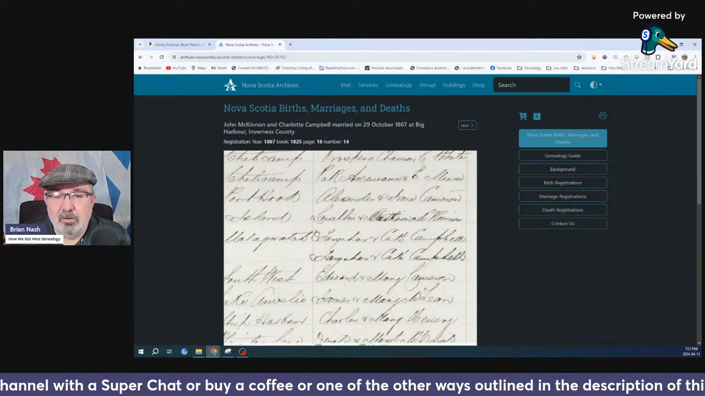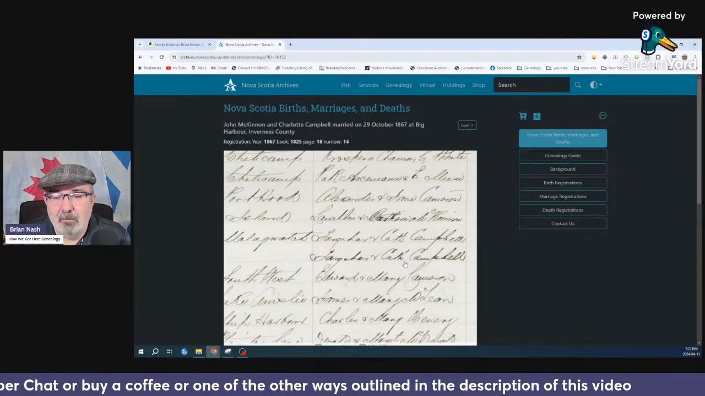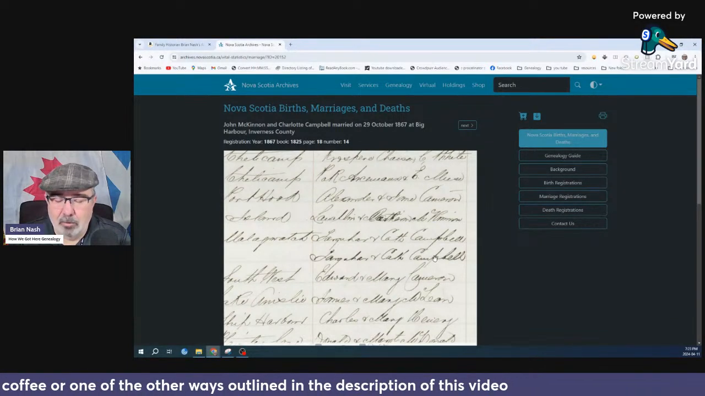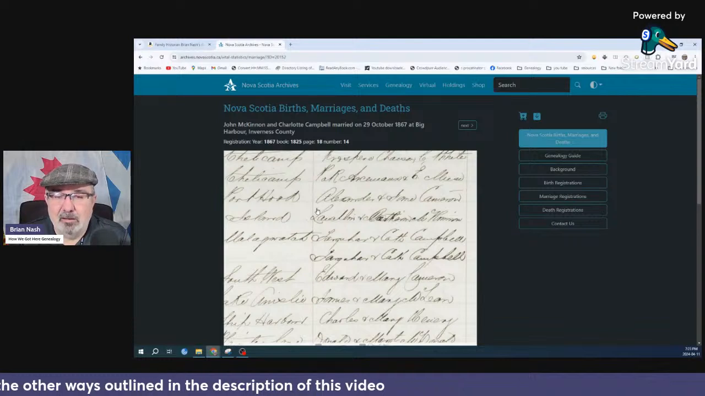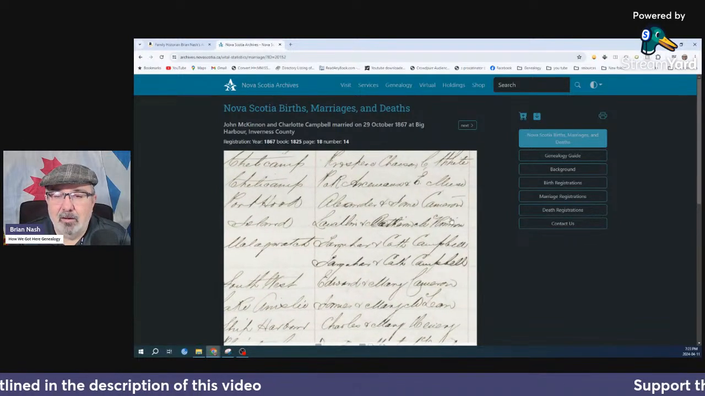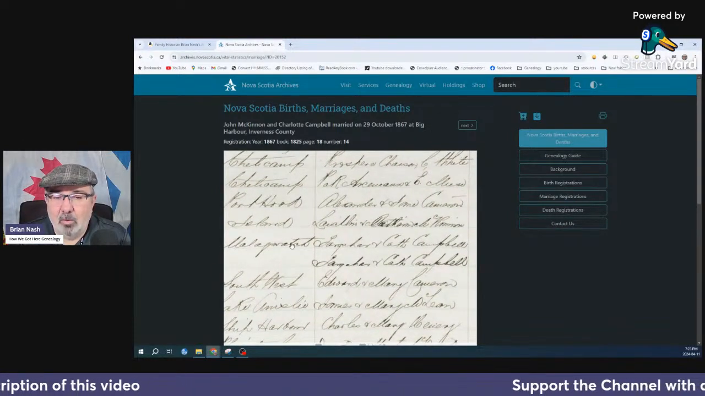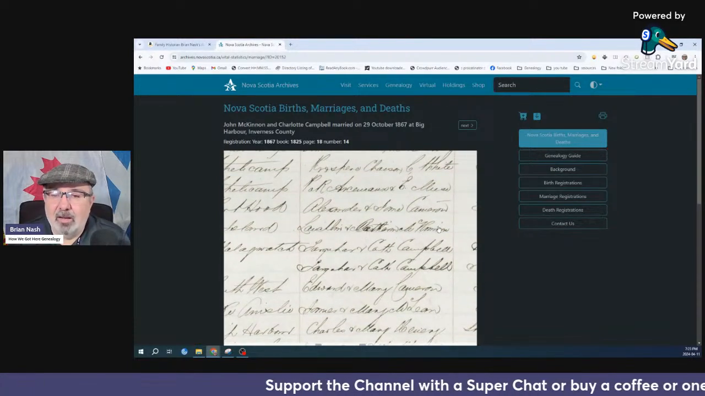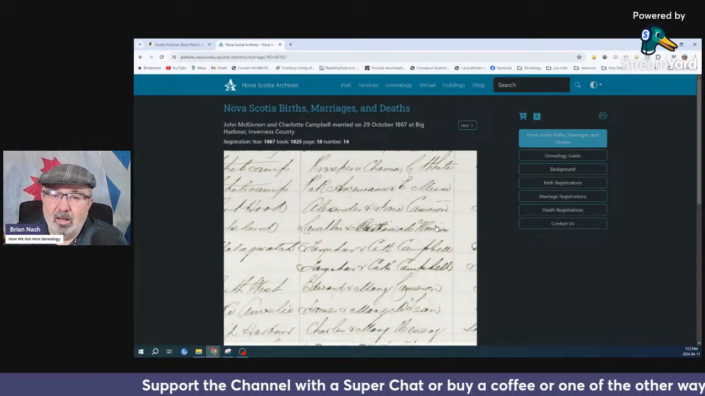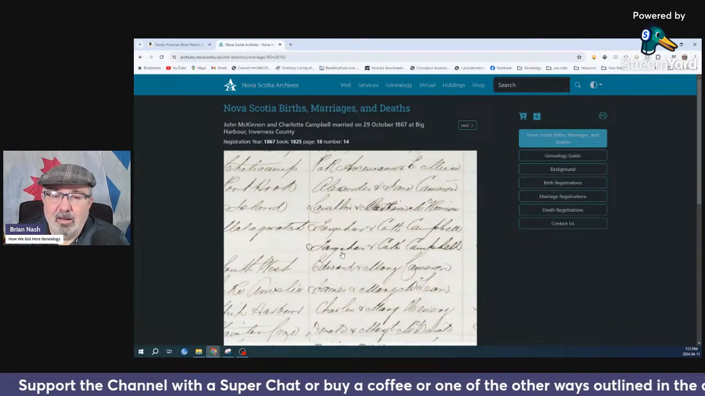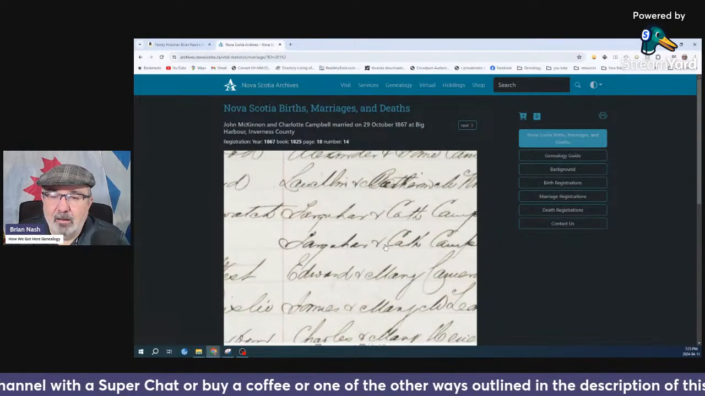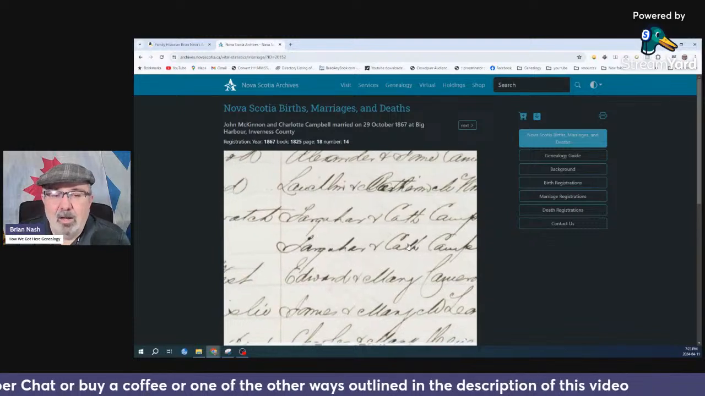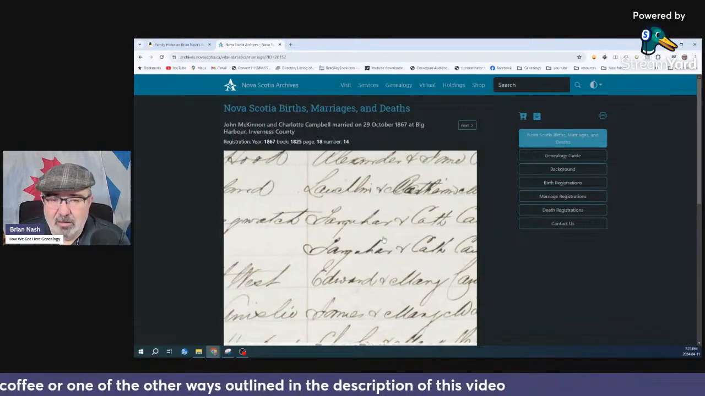As you'll notice, it has the same names for the mother and father. They were not brother and sister. This is actually the name up here. So it has Lachlan and Catherine McKinnon, and Farquhar and Catherine Campbell. As you'll see here, like I said, that's duplicated.